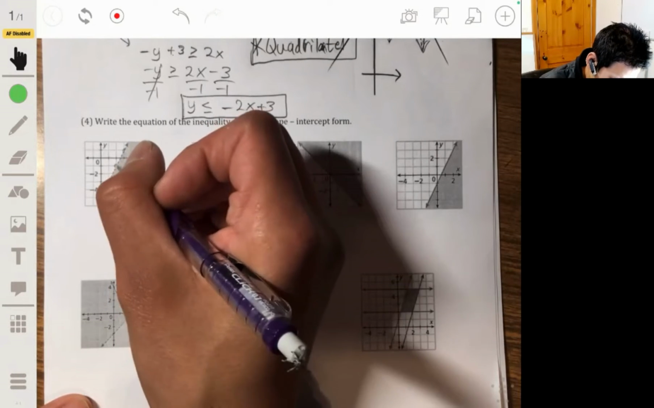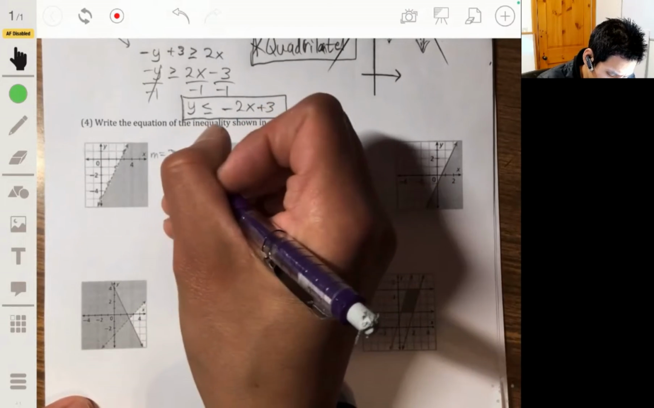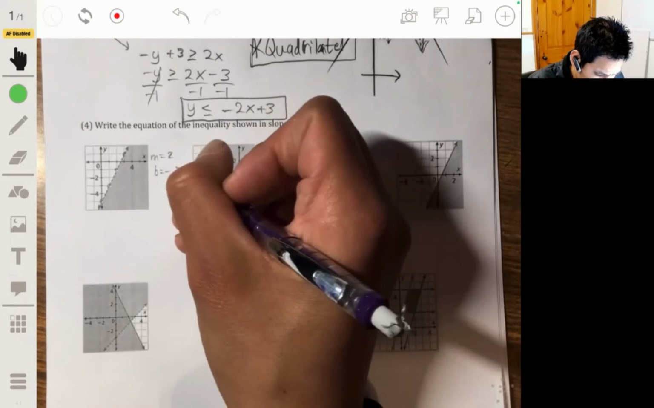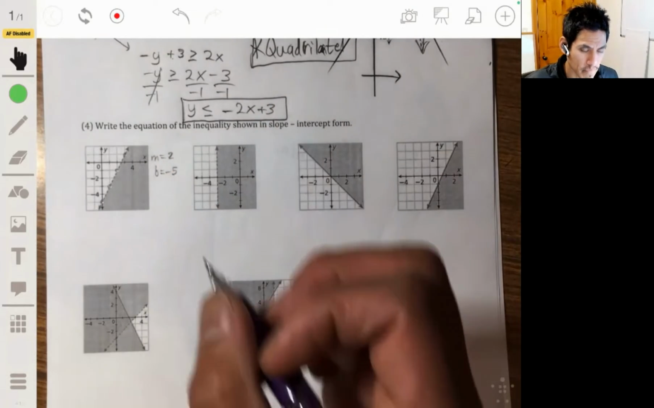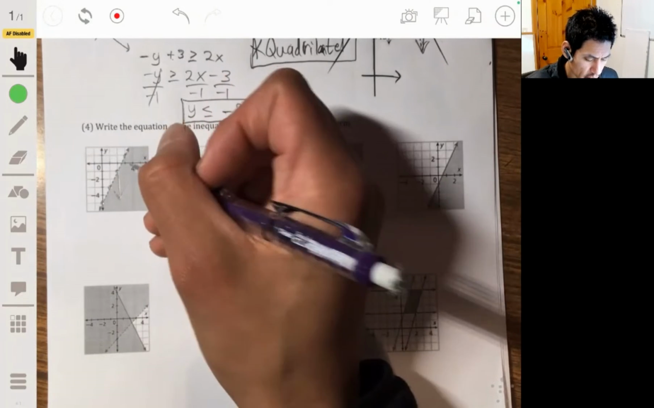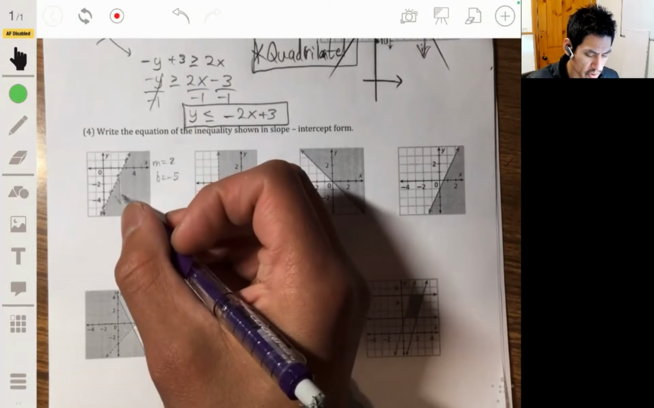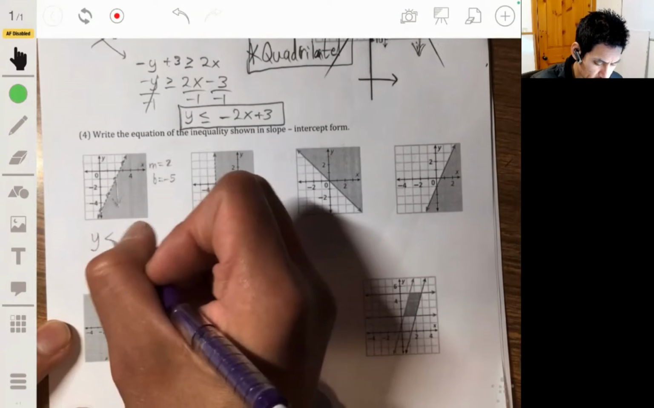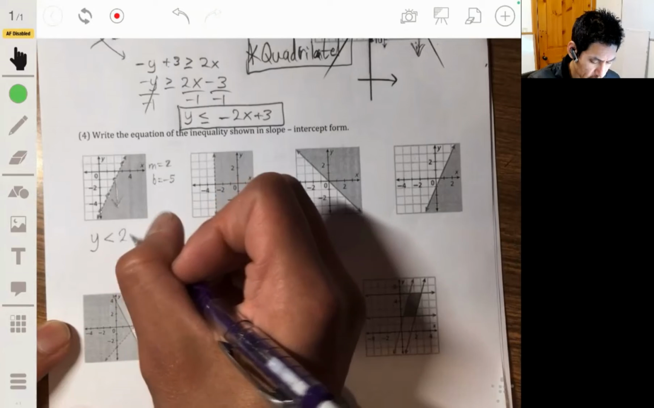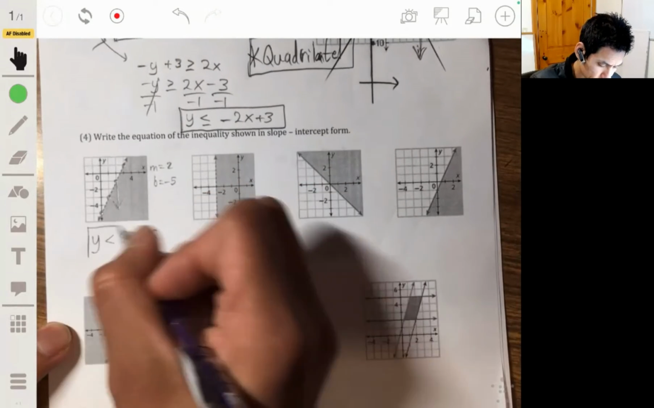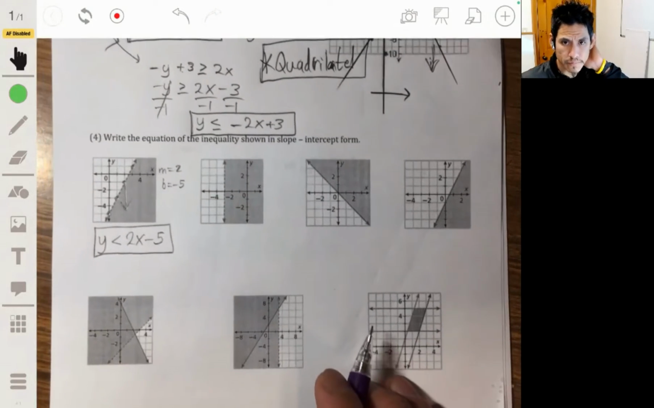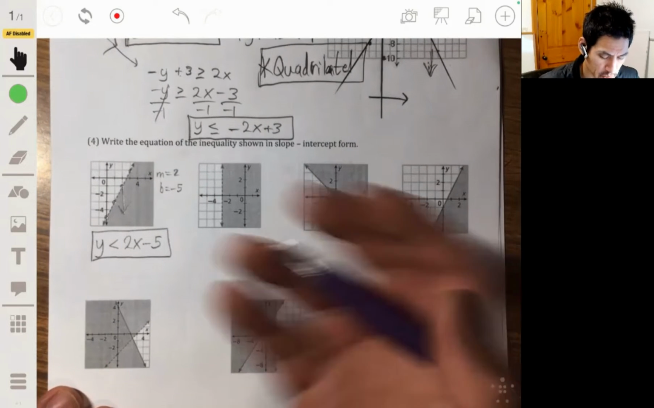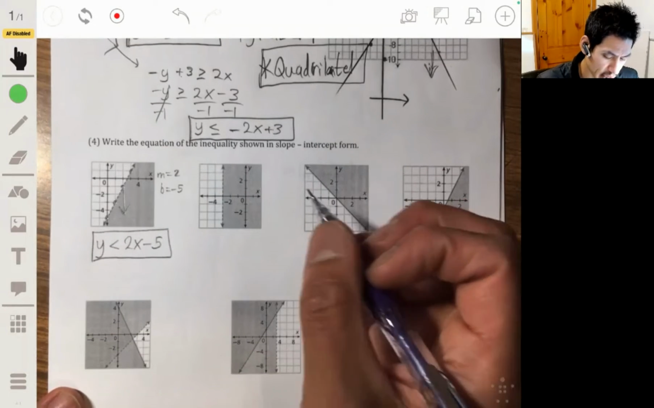First, you can see the slope here is 2. Slope is 2 or 2 over 1. Y-intercept is -5. And it's below this line. Below, so we can say y is less than, and it's dashed, so we can leave it as y is less than 2x minus 5. Not much more to it than that.